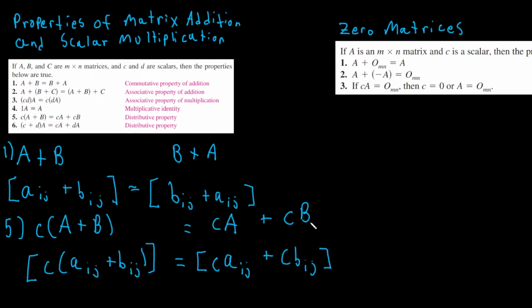I hope this is making some sense. aij and bij just represent the general terms in each matrix, and since they're real numbers, we can pretty much apply the same properties of real numbers to them and get the same results, which are these properties right here.